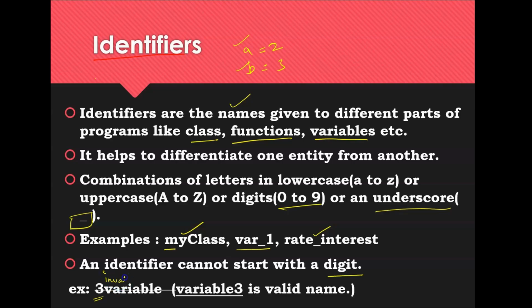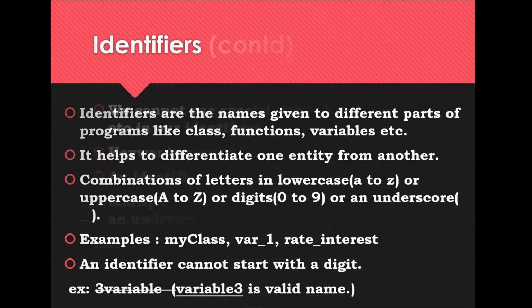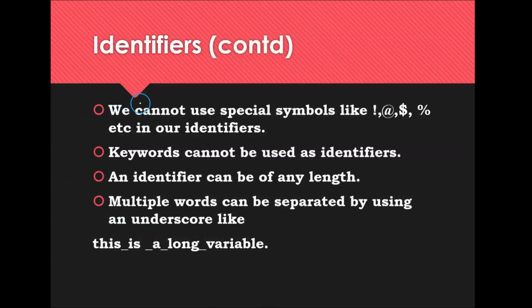How to write it valid? So you should write like this. Variable 3. Okay, you can write variable, after that you can write as number 3, which is a valid name. So the next one, we cannot use special symbols like these in our identifier sections, other than the underscore. So keywords cannot be used as identifiers.